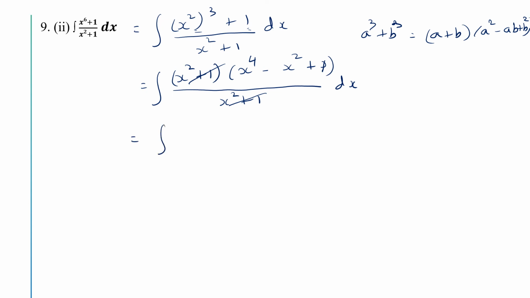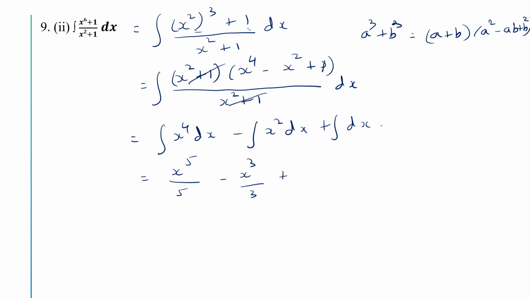So this is equal to integral x raised to 4 dx minus integral x square dx plus integral dx. Now we can use the standard formula. So this is x raised to 5 by 5 minus integral x square dx is x cube by 3 plus integral dx is x plus c.